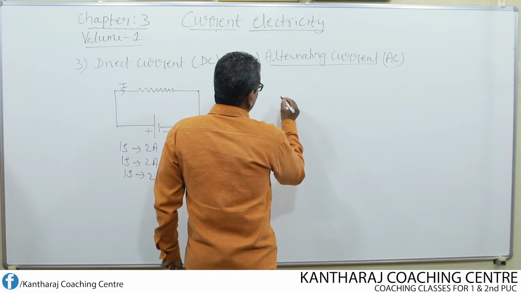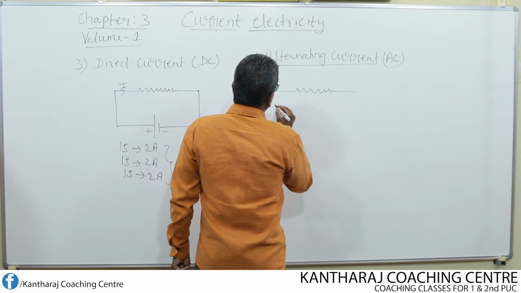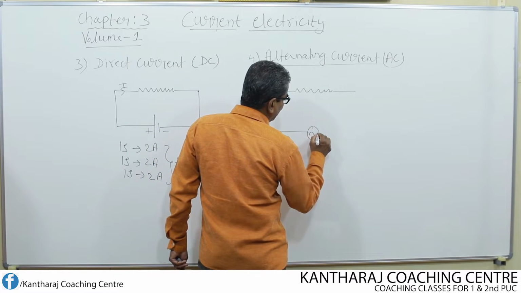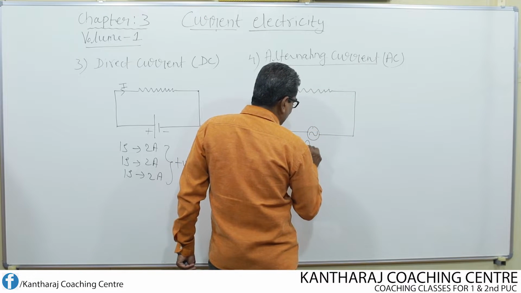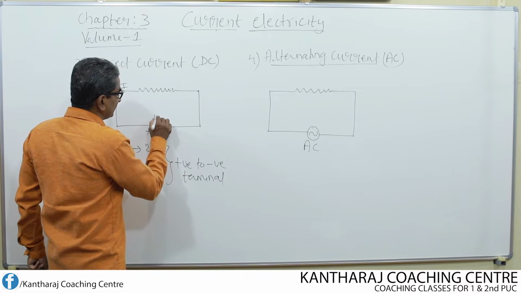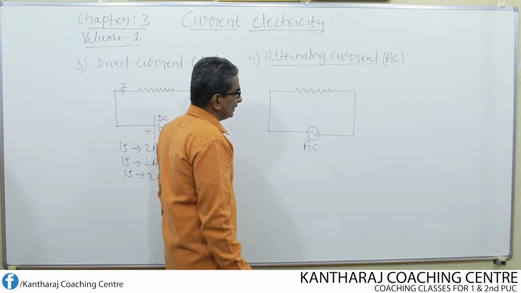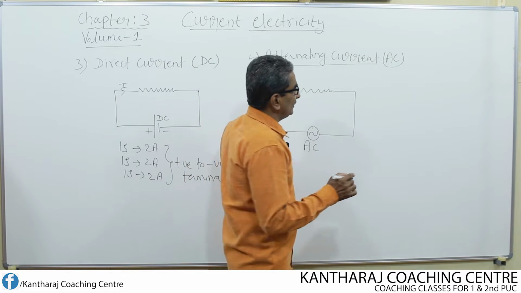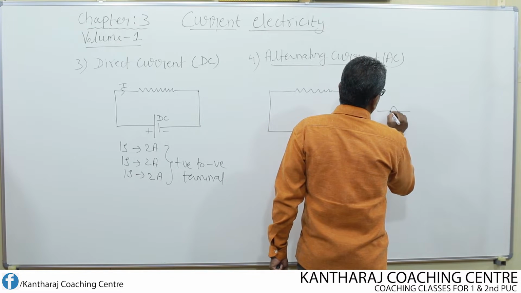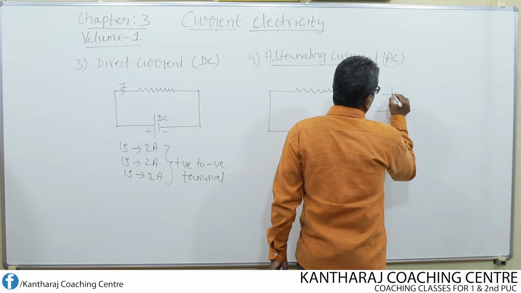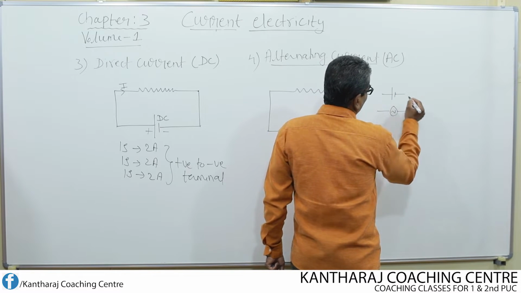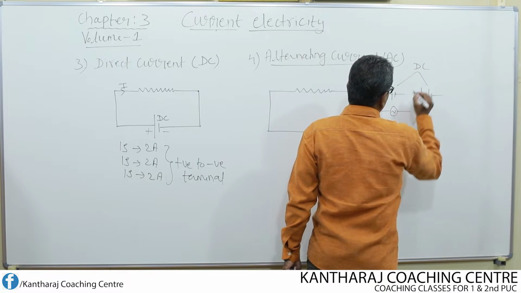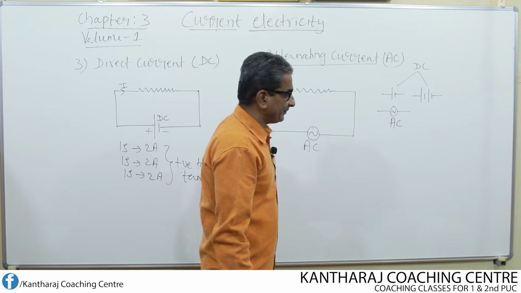What is meant by alternating current? Once again I consider a wire. Let us connect the two ends of the wire to an AC source. Remember, this is the circuit symbol of an AC source, whereas this is DC. You have to remember the circuit diagrams also. For AC, it is like this. For DC, either like this if it is a cell, or if it is a battery, it will be like this. So these two are nothing but DC, whereas this is nothing but AC.